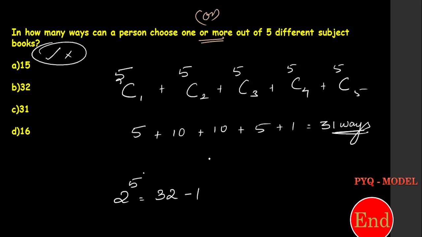That is, there are 5 books. Look at this: A, B, C, D, E. Each one has 2 options. Either I can select or reject. I can select or reject. I can select or reject. So each one has 2 options. That is why 2 power how many books?